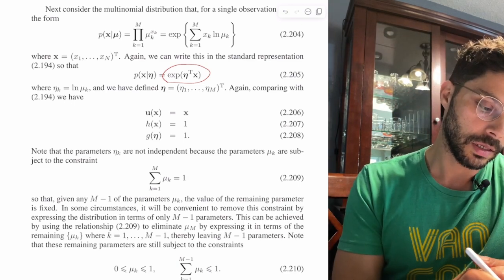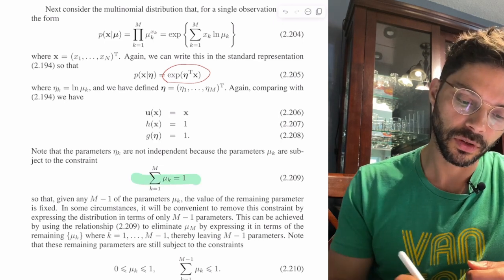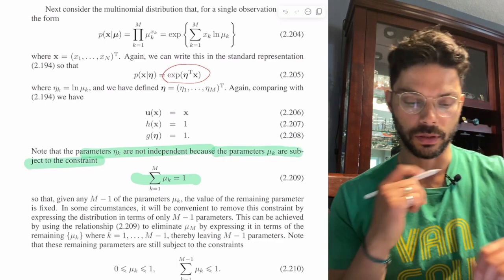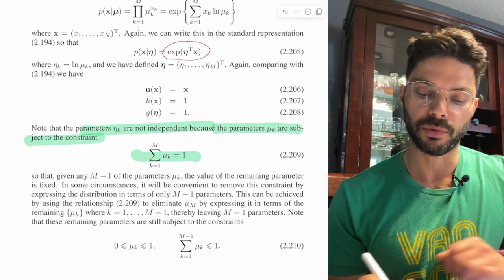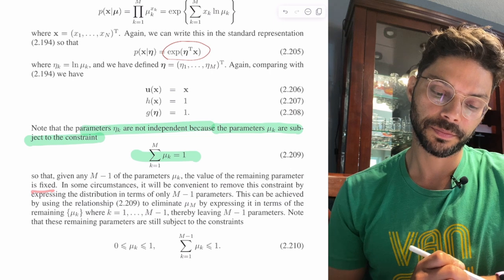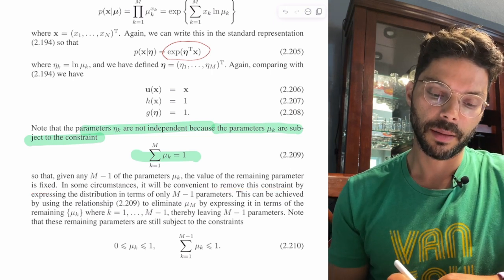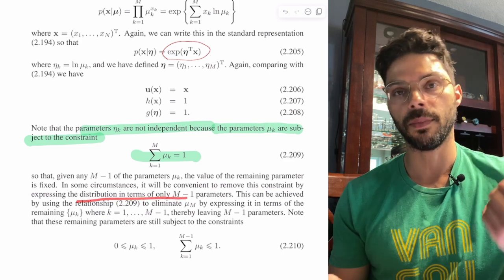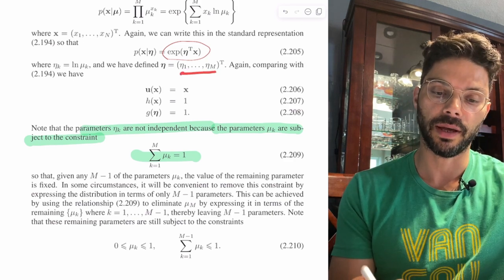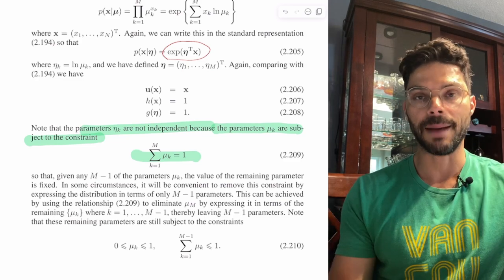So let's highlight that as well. I think it's important. So parameters are not independent because the parameters mu k are subject to the constraint, so and so. Okay, so that given any m minus 1 of the parameters, the value of the remaining parameter is fixed. Now, in some circumstances, it will be convenient to remove this constraint by expressing the distribution in terms of only the m minus 1 parameters. So that's what we're going to do now. So instead of eta 1 to eta m, we're going to express it just in terms of m minus 1 parameters.